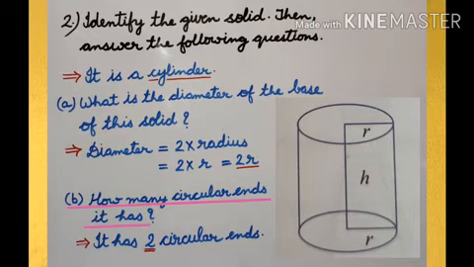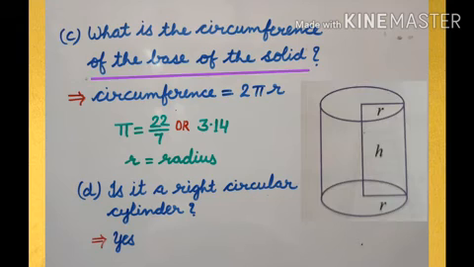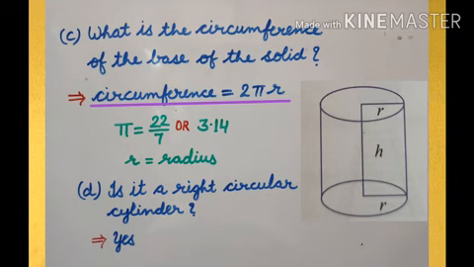B. How many circular ends it has? It has 2 circular ends. C. What is the circumference of the base of the solid? The circumference of the base of the solid is 2 pi r, where 2 is constant. Value of pi is 22 upon 7 or 3.14 and r is radius.